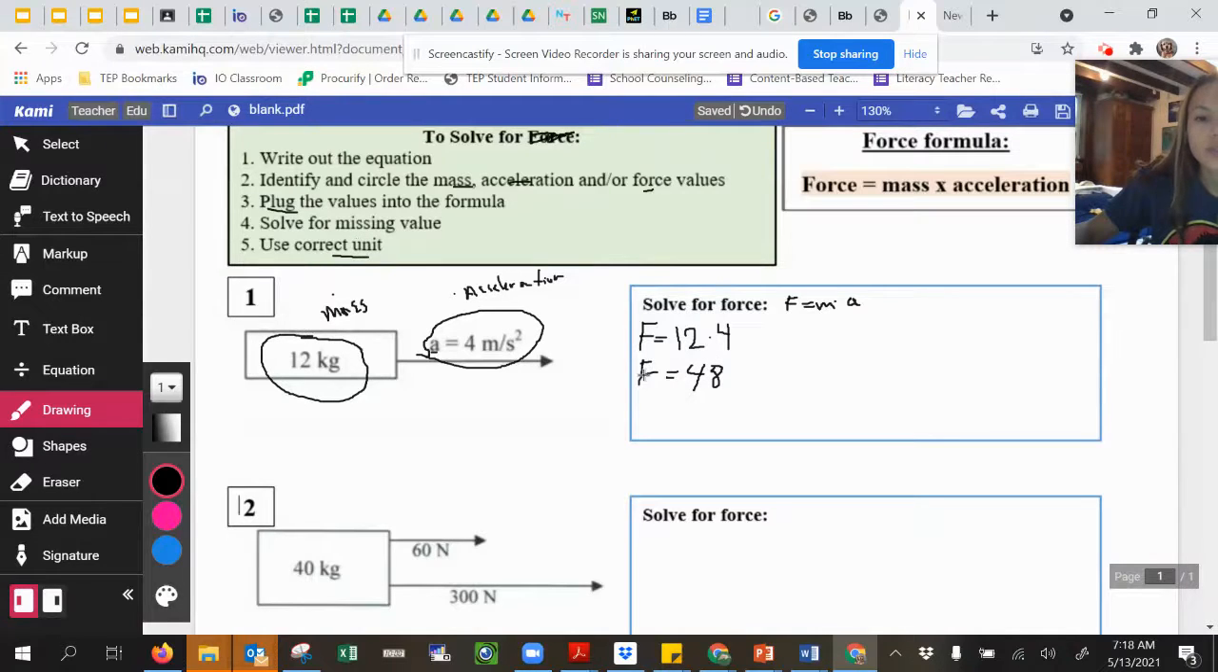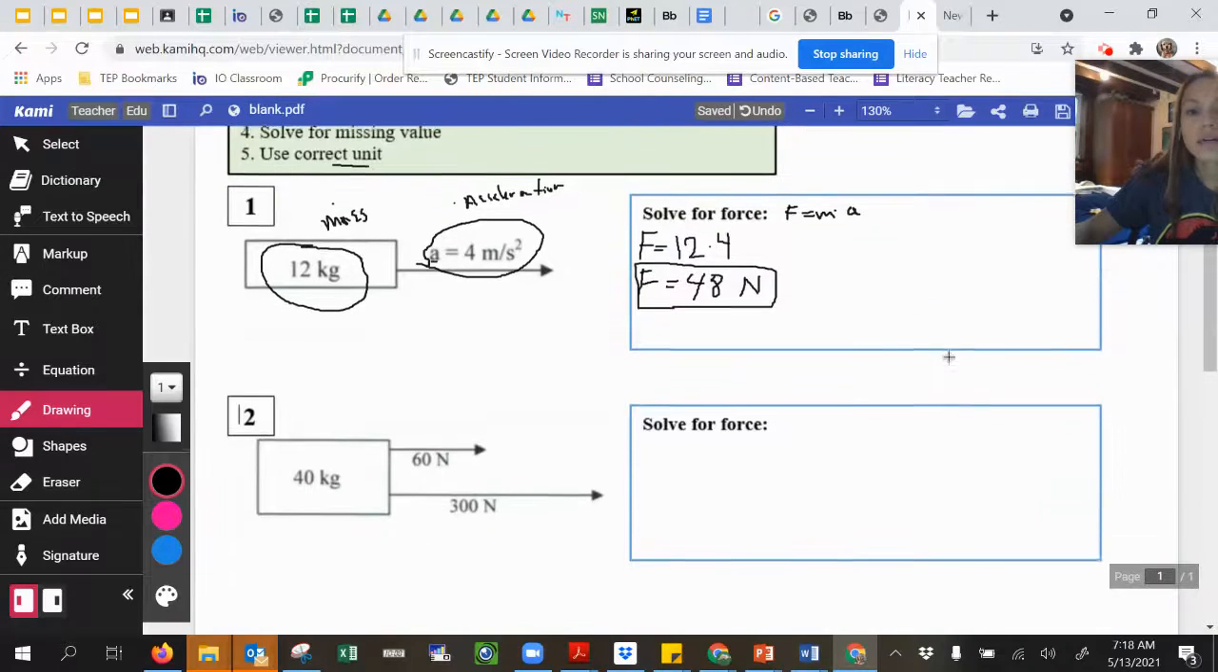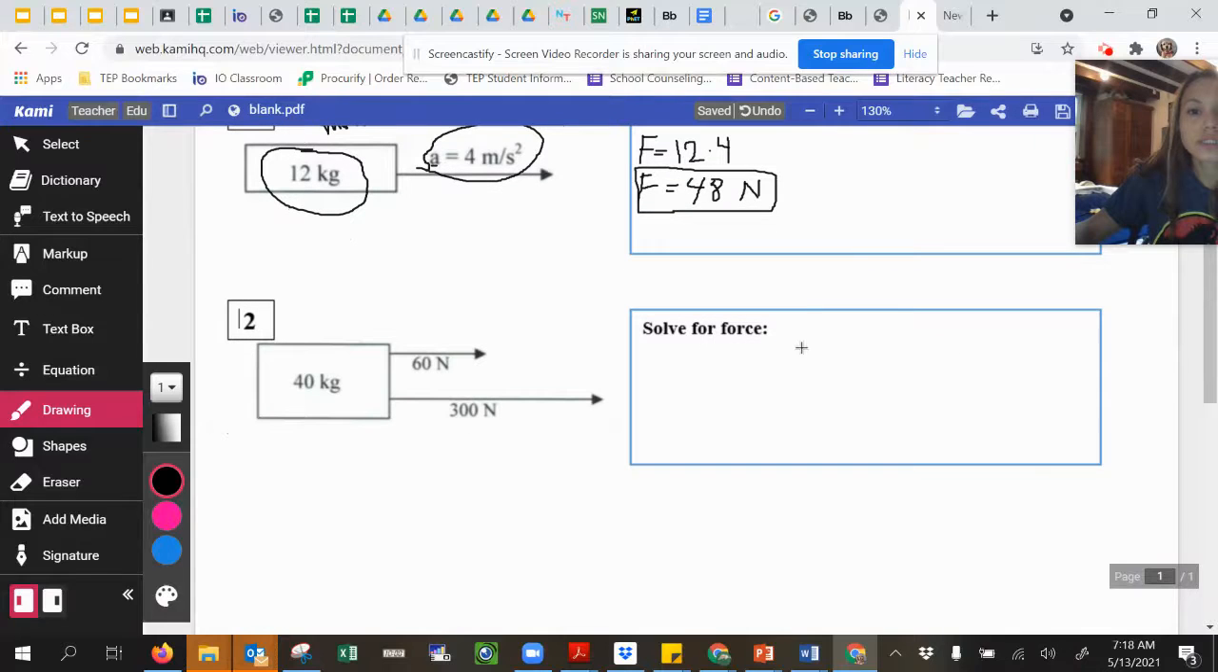Now we need to use the correct unit. The unit for force is newtons. If you don't know that, go back to your reference sheet because it has it there. See, this is easy. You all know how to do this. Now, let's go on to number 2 because it's a bit different.